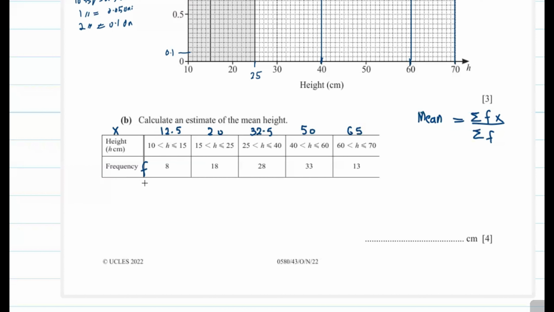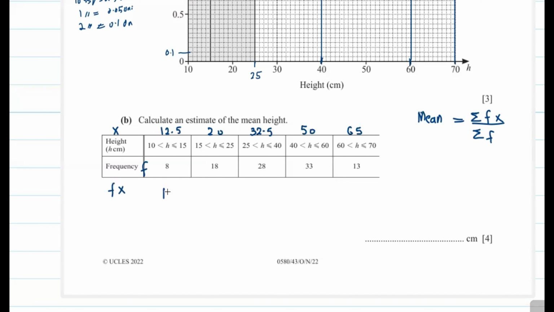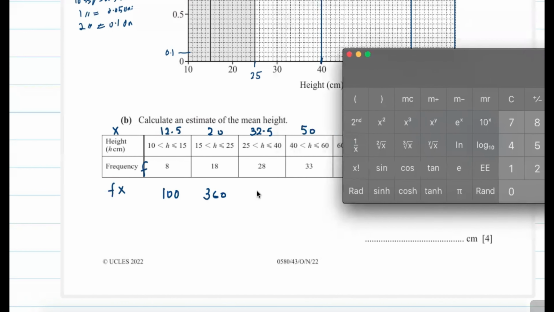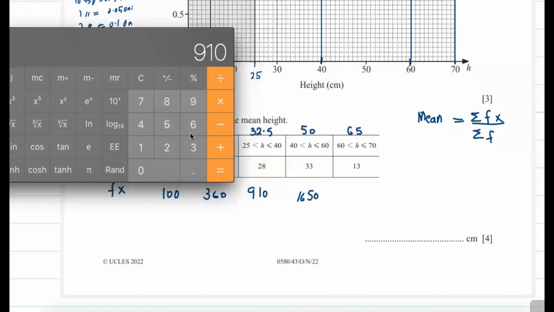And to get the sum of values, we multiply f into x and then we add these values. Now multiply f into x. We see that 12.5 multiply 8, the answer is 100. 18 multiply 20, the answer is 360. And next is 28 multiply 32.5, the answer is 910. And next is 50 multiply 33, 1650. And next is 65 multiply 13.